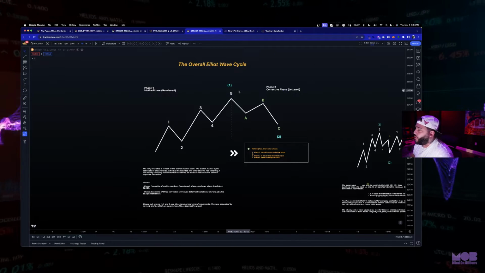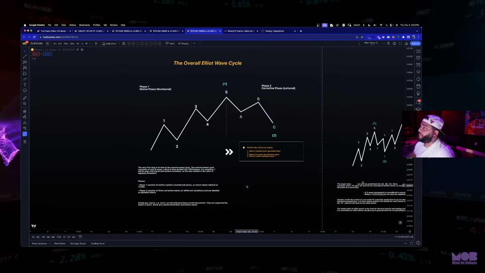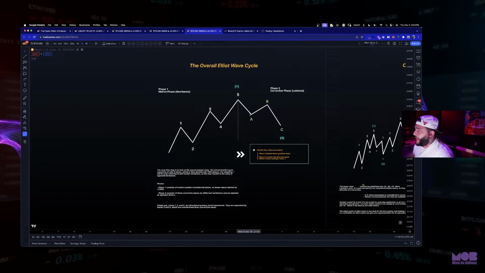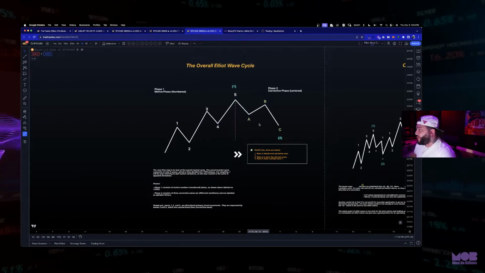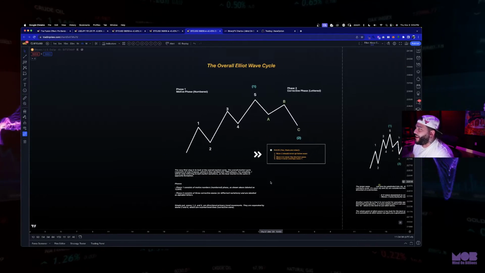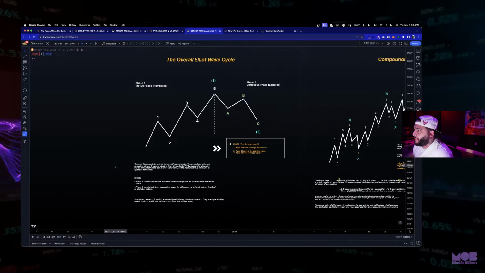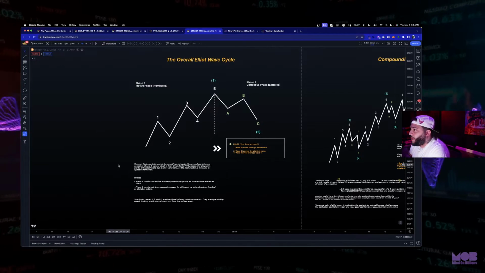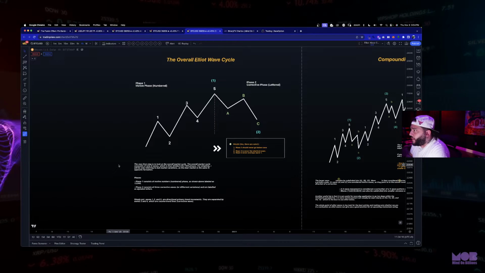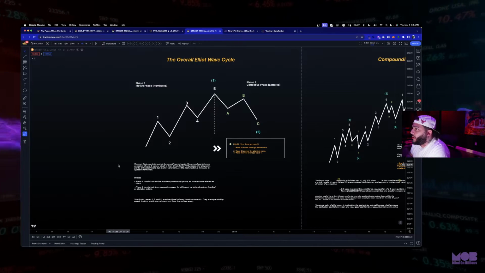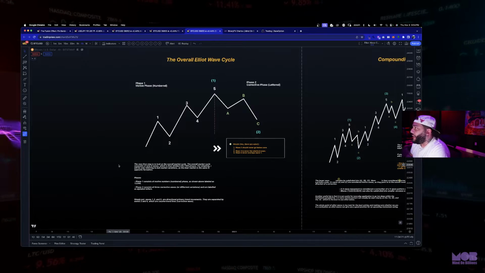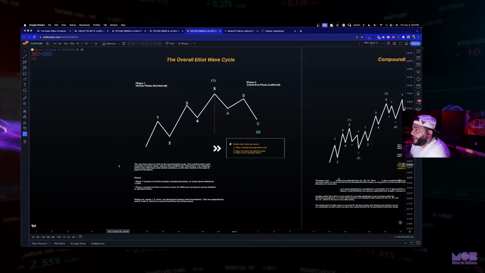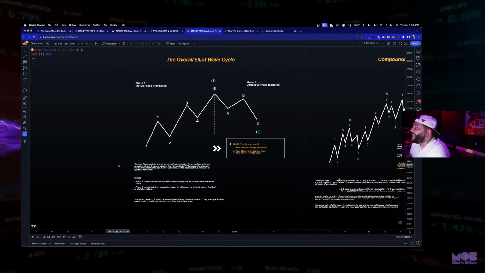Phase 2, corrective phase. Now this is basically it starting to retrace a little bit. We just learned about Fibonacci retracement. Now I'm going to read. The very first step is to look at the overall market cycle. The overall market cycle consists of only 8 waves. So 5 plus 3, that's 8, which is then divided into 2 phases.